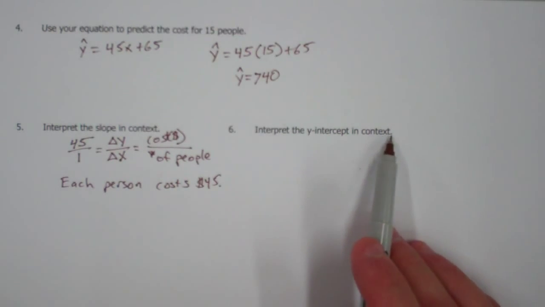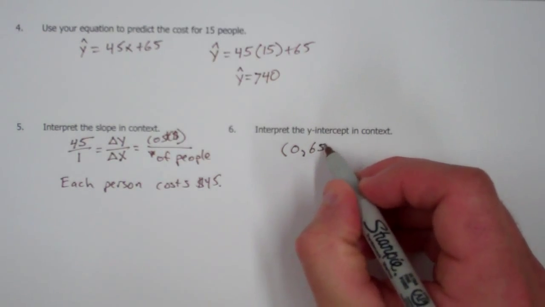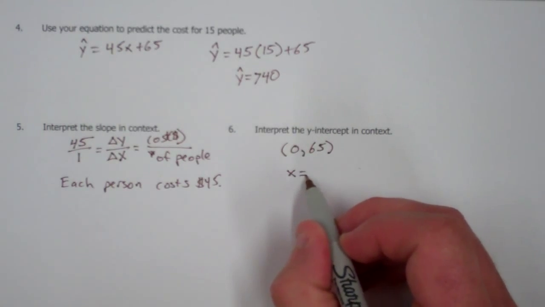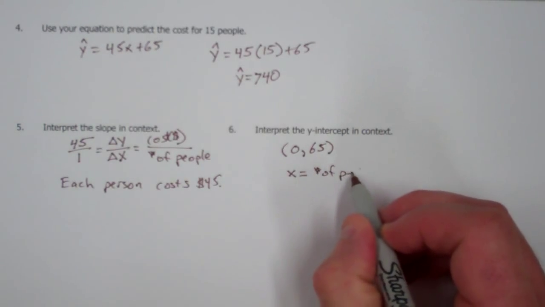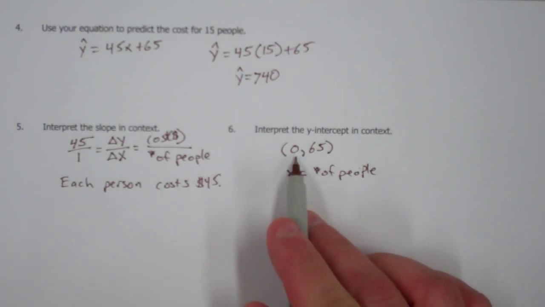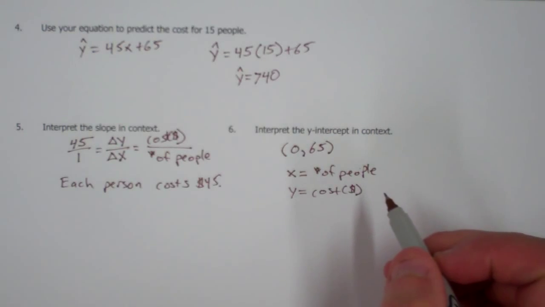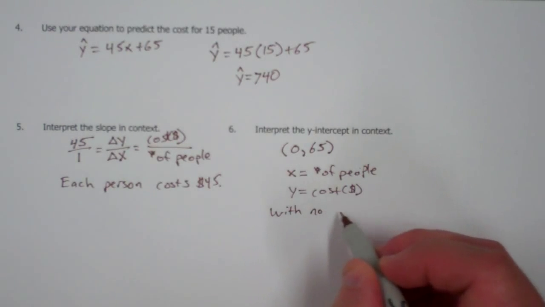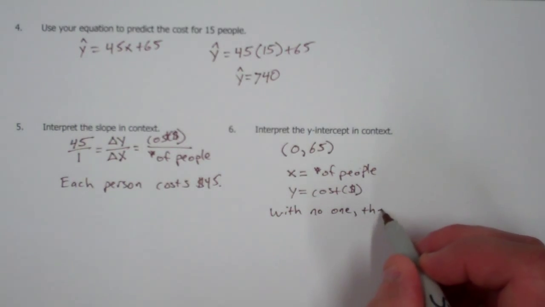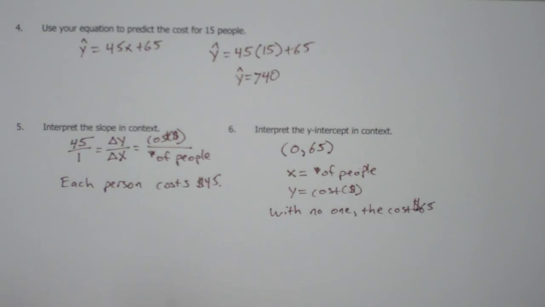We're going to also interpret the y-intercept in context. Well, the y-intercept here is 0, 65. The x value is 0, and so it's the number of people. And so the x is the number of people here, and we could say when there's 0 people, the cost will be $65. So with no one, the cost is 65. Now that doesn't make too much sense at first glance, but actually it does make sense.